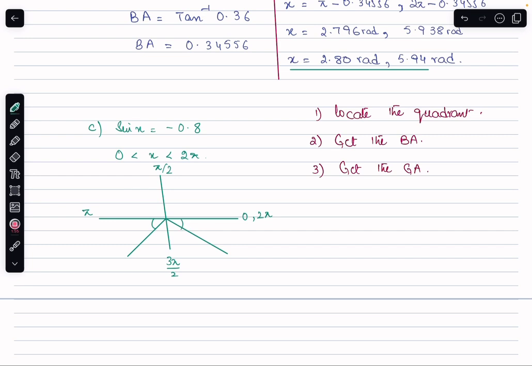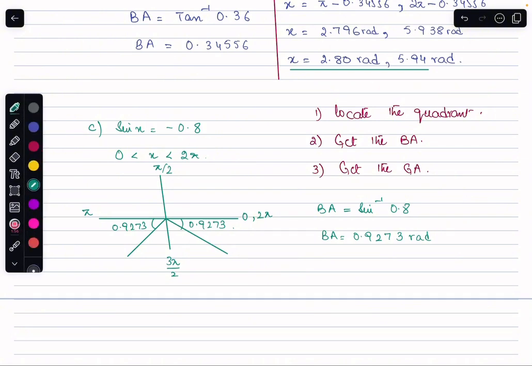Get the basic angle. To get the basic angle, we are simply going to say that x is equal to sine inverse 0.8. So the basic angle is going to be 0.9273 radian. So I have the basic angle 0.9273, and 0.9273 here. I need to have the solution for the entire rotation, meaning the general angle.